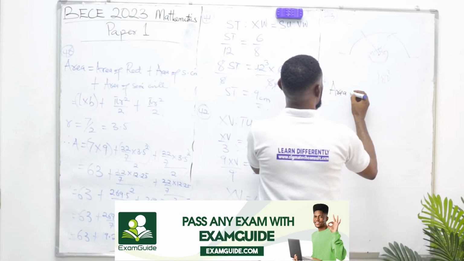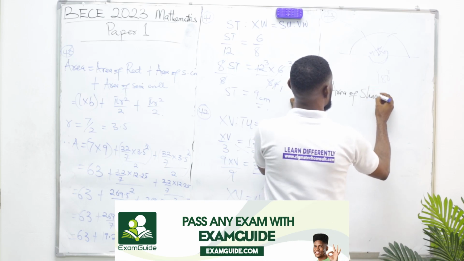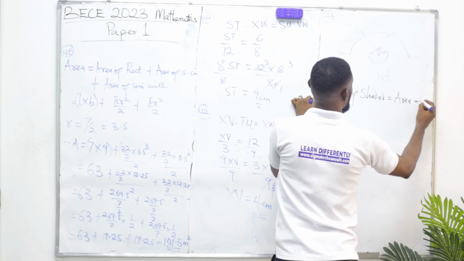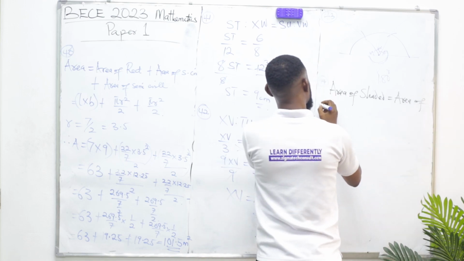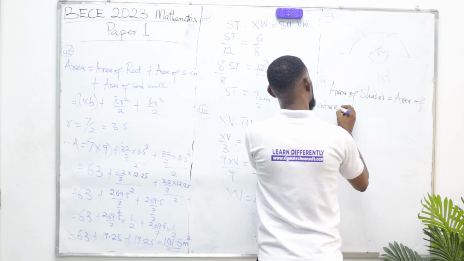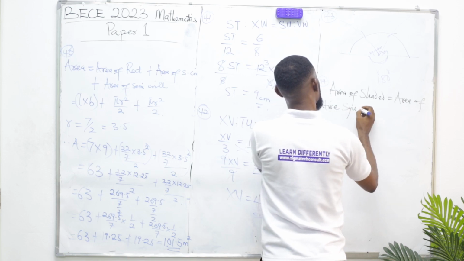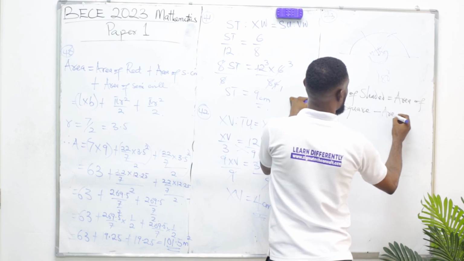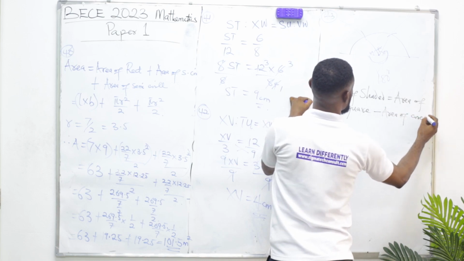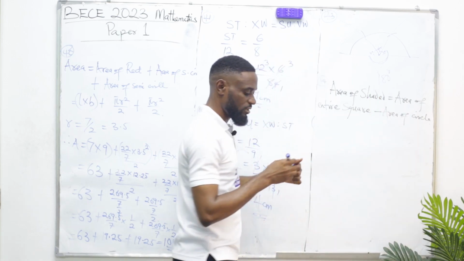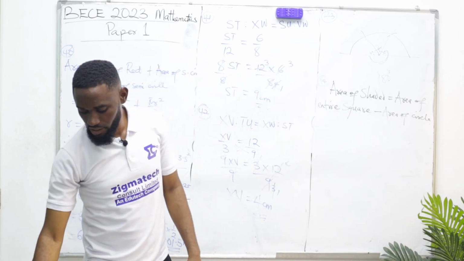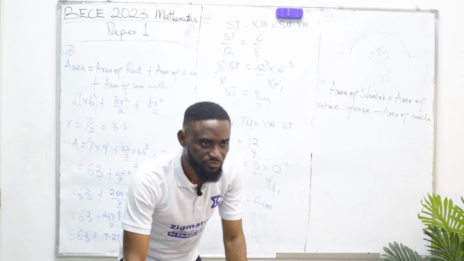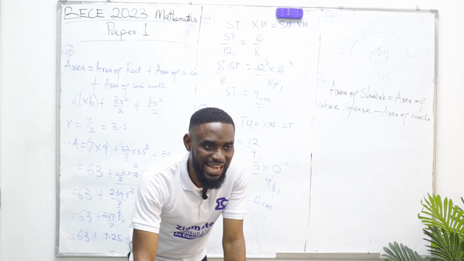Area of shaded is equal to area of entire square, subtract area of circle from it. Simple, you get the area of the shaded part. Is that okay now? All right, so let's do that together. So look at this. This circle has a diameter of 7 cm.